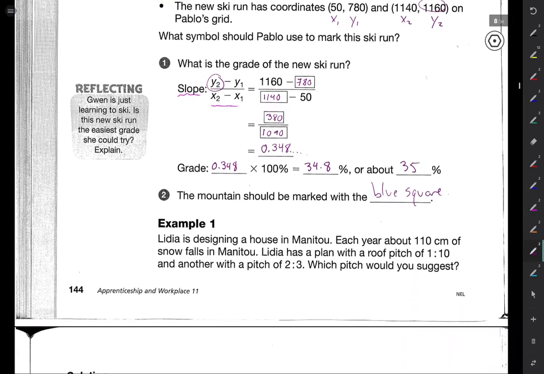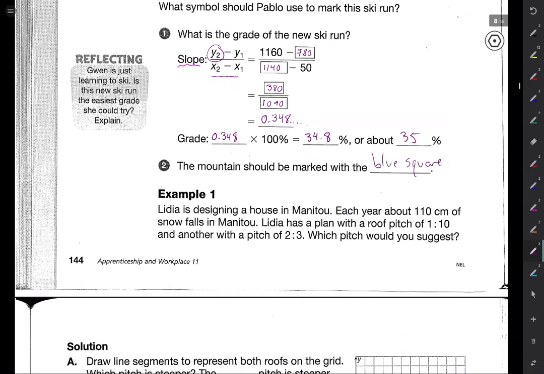In the next example, we have Lydia designing a house in Manitou. Each year, about 110 centimeters of snow falls in Manitou. Lydia has a plan with a roof pitch of 1 to 10 and another with a pitch of 2 to 3. Which pitch would you suggest?